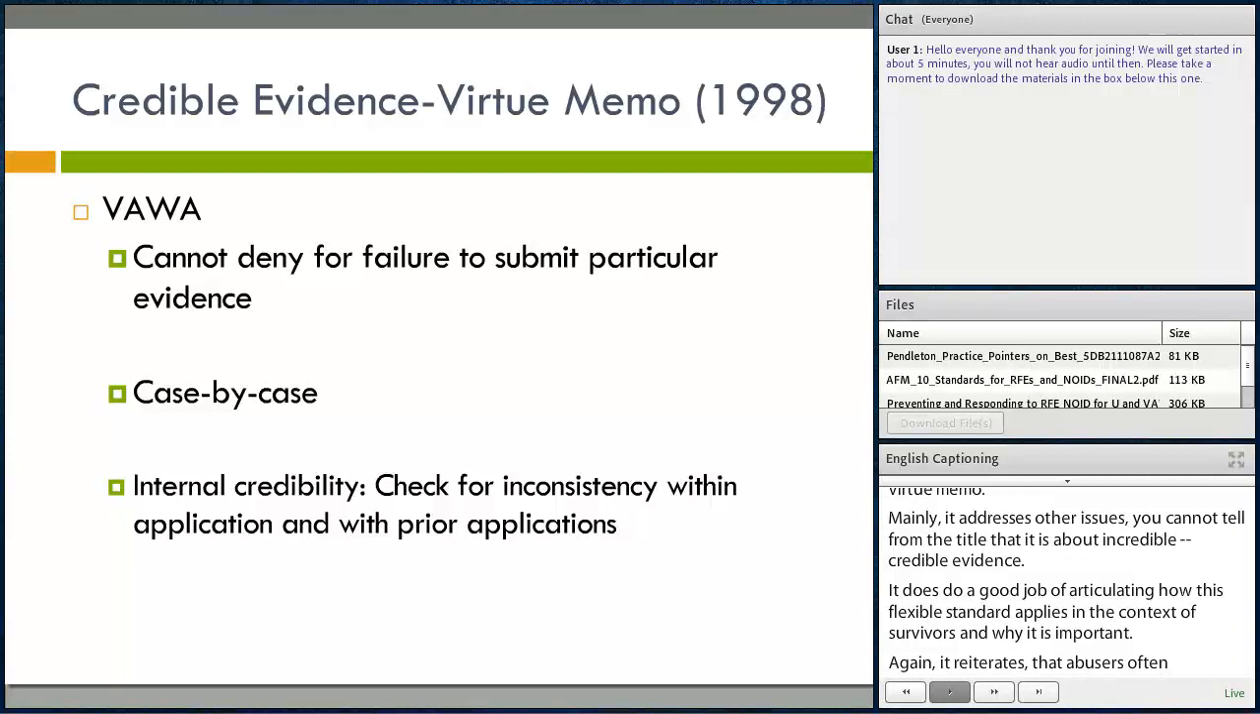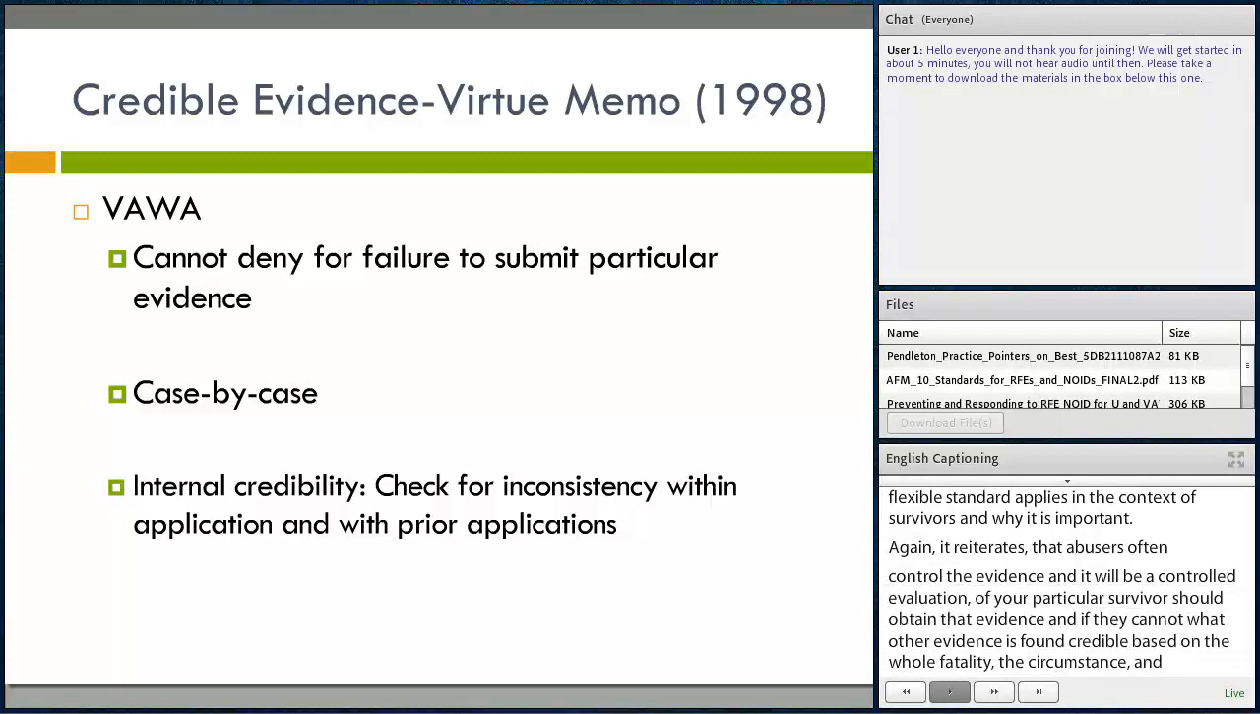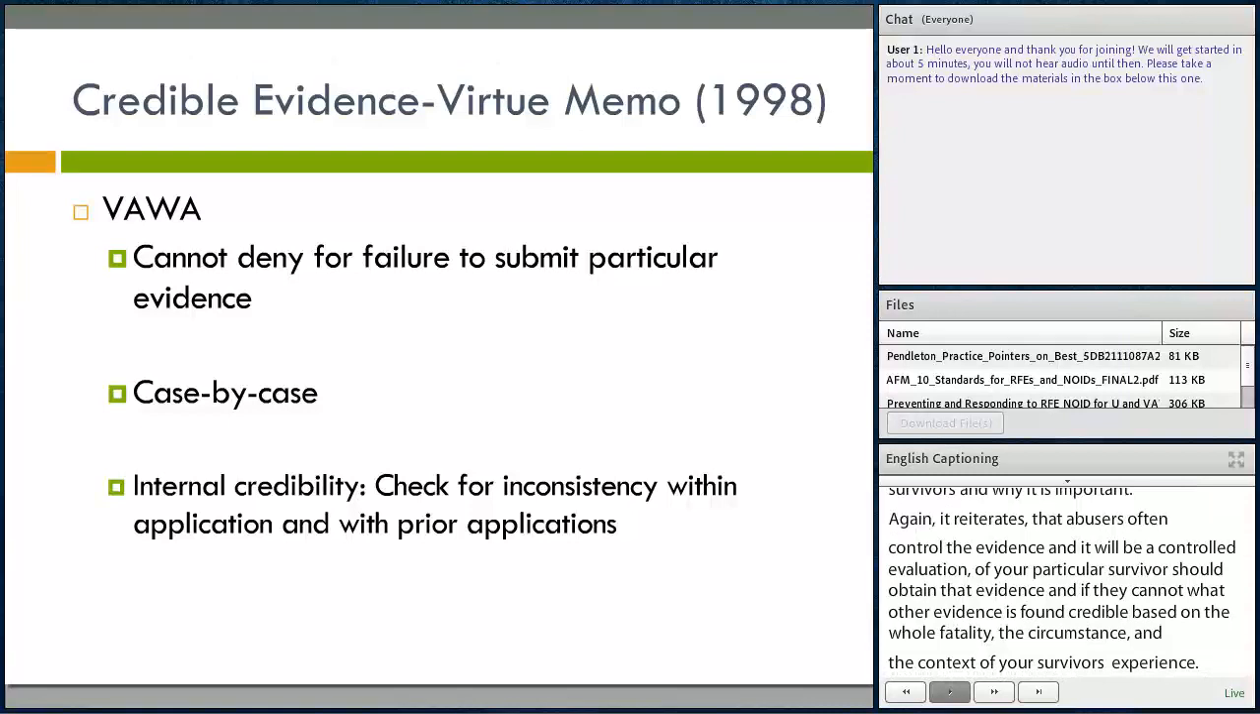Now, this reference to internal credibility is actually a reference to basic case law, and I believe it arrives out of the asylum context, which is there are various checks for credibility. There's internal credibility, and this is where it's really important for you to go back and look at any other applications that may have been filed for your client, because that's the internal credibility check.